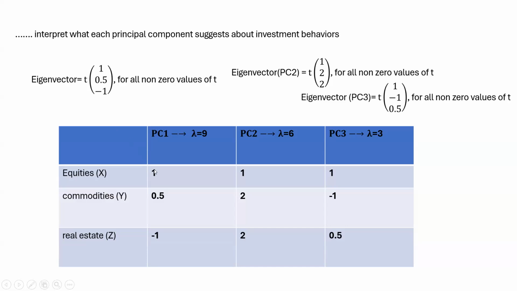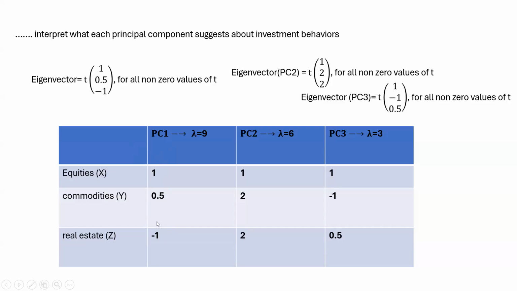That means there's a strong correlation between PC1 and equities. When I increase the equities, I increase PC1. There's a strong positive correlation. But for this one, there's a half positive correlation, 0.5, a medium correlation between commodities and PC1. And then there's a negative and strong correlation, strong compared to the other, I guess.